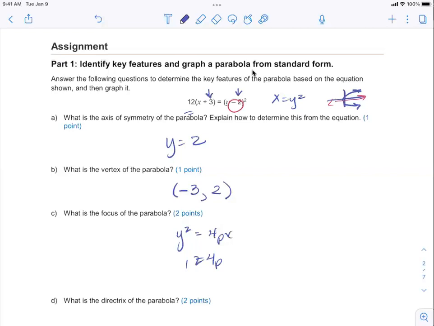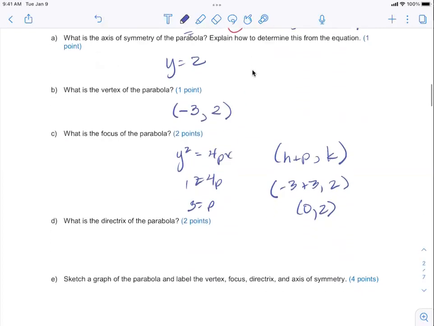So 12 is equal to 4p. So because of that, p is equal to 3. When we put it together, the equation for the focus is h plus p comma k. We know that h is equal to -3, p is equal to +3, and k is equal to 2. So our solution is 0, 2.